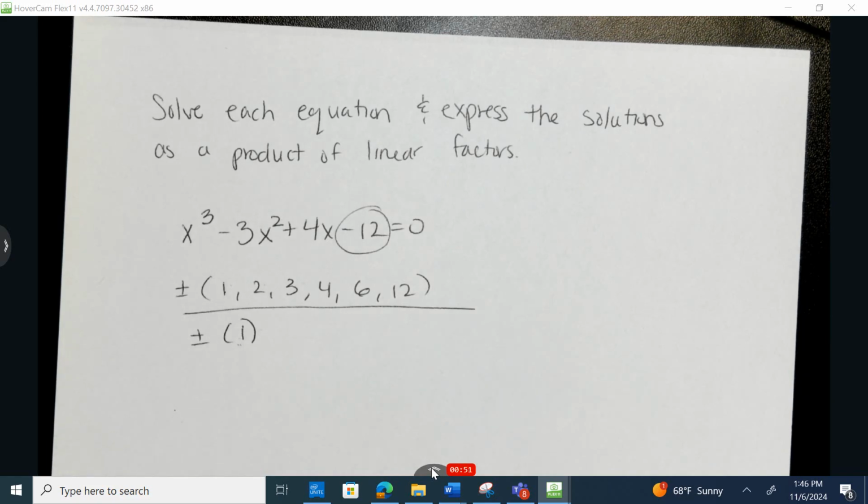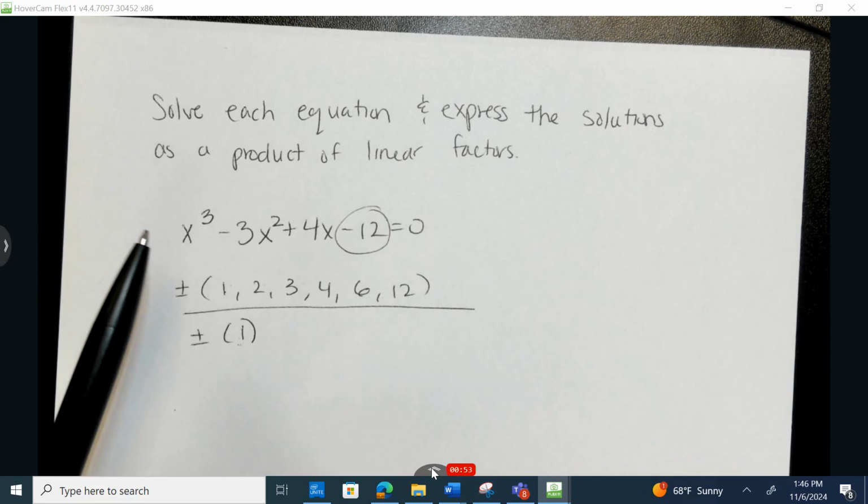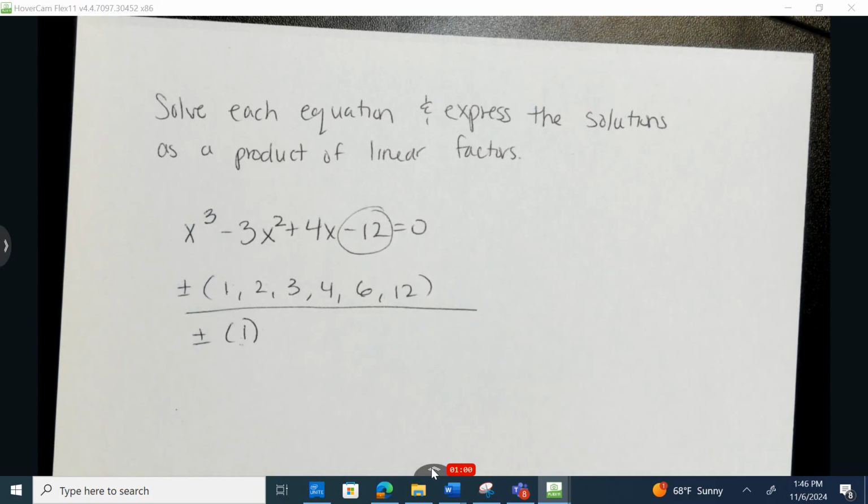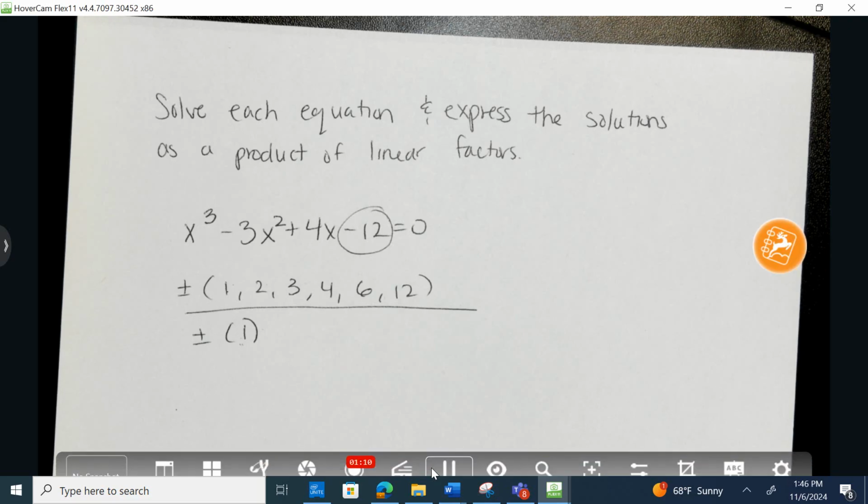Up until this point throughout Unit 5, we recognize that this would mean there's going to be 3 solutions. But in Unit 5, all of the solutions were real. They had no i's, no imaginary numbers with them. It's going to change in this unit. I'm going to start by trying 1.